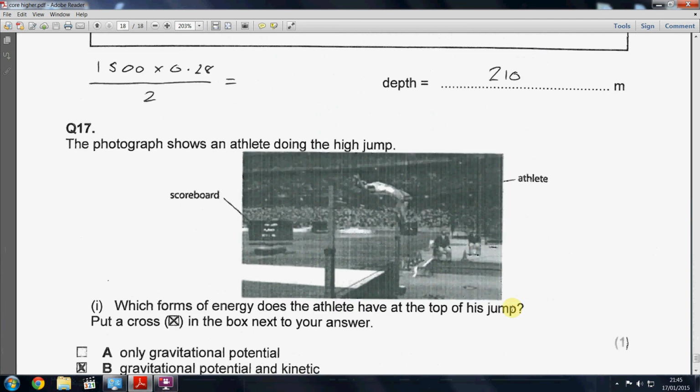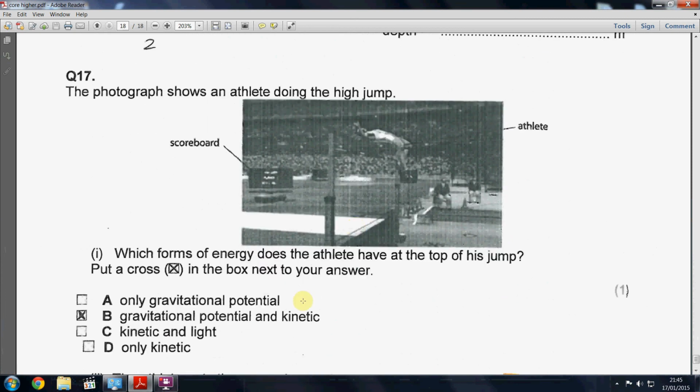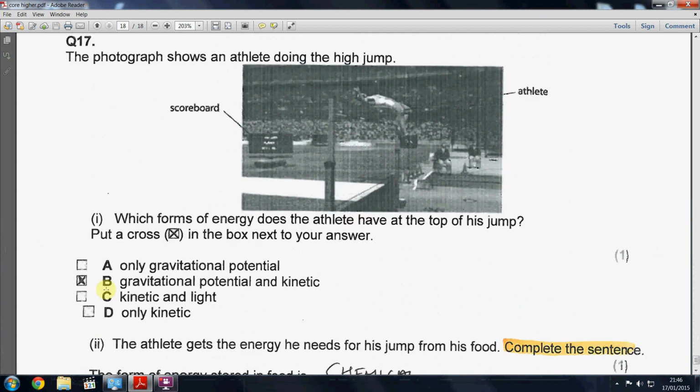Last bit of the paper, you'll be glad to know. We've got an athlete doing the high jump. Which forms of energy does the athlete have at the top of his jump? Well, the athlete at the top of his jump will be moving across by a small amount because he's got to clear the bar. You can't see it in the picture, but you must have seen this on TV or something like that. There's a bar across here that he's leaping over, and if he was stationary, he wouldn't be able to move across the bar. So he must have some kinetic energy, but also he's jumped from the ground level up here, so he's gained gravitational potential energy. So the correct answer is B.